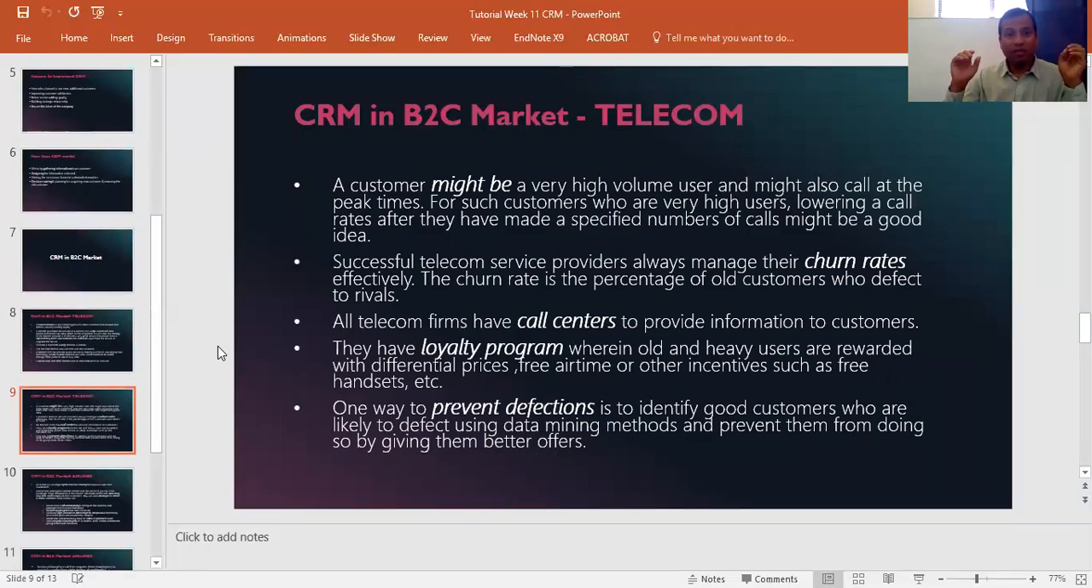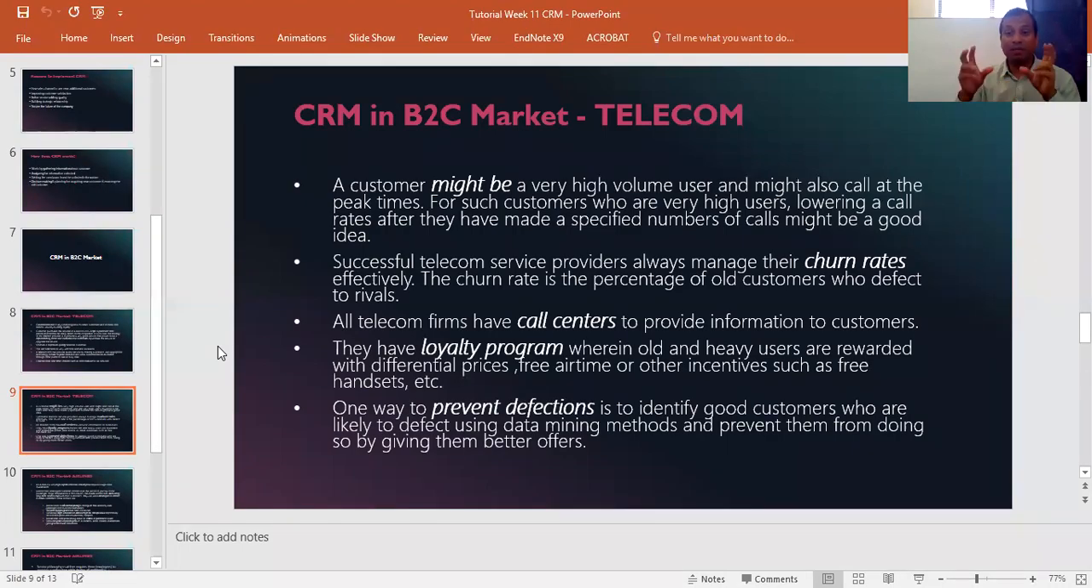Continuing with the telecom only, a customer might be a very high volume user or not, depending on them. Sometimes you see that they have differential pricing for heavy users or limited users, which you can think about in order to retain both segments of customers. Successful telecom service providers always manage their churn rate effectively.